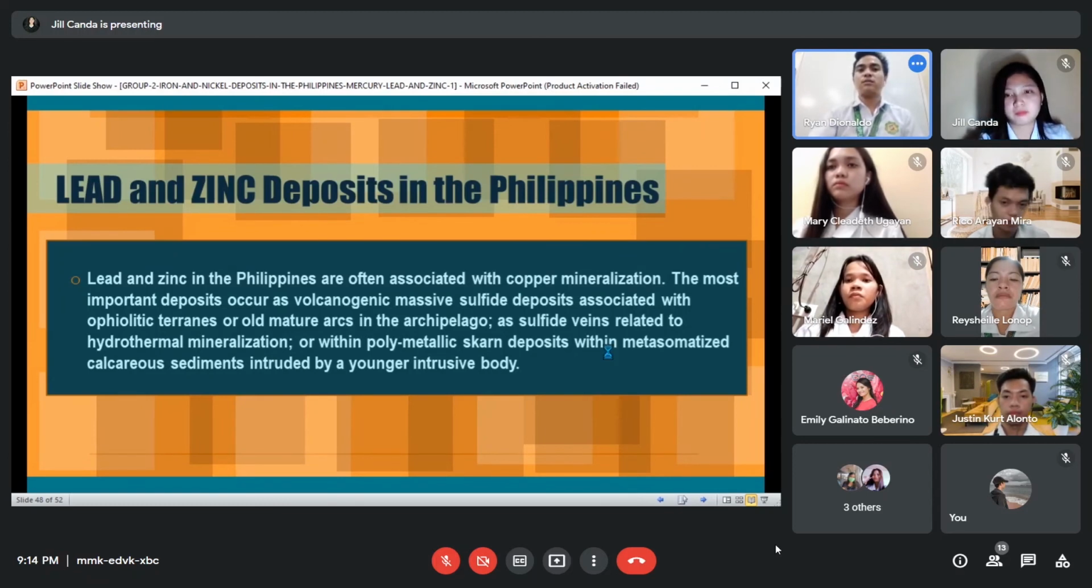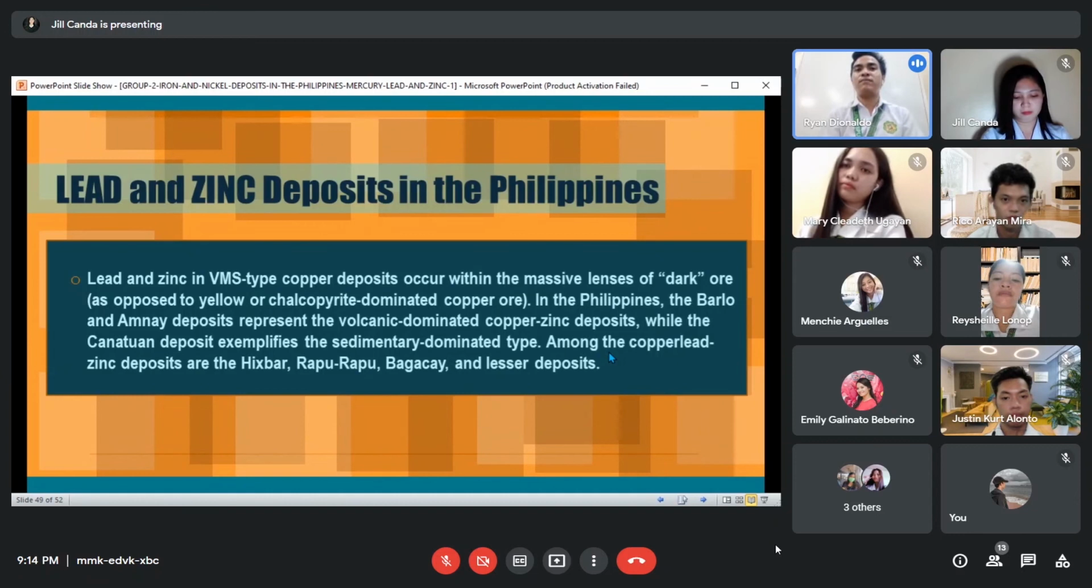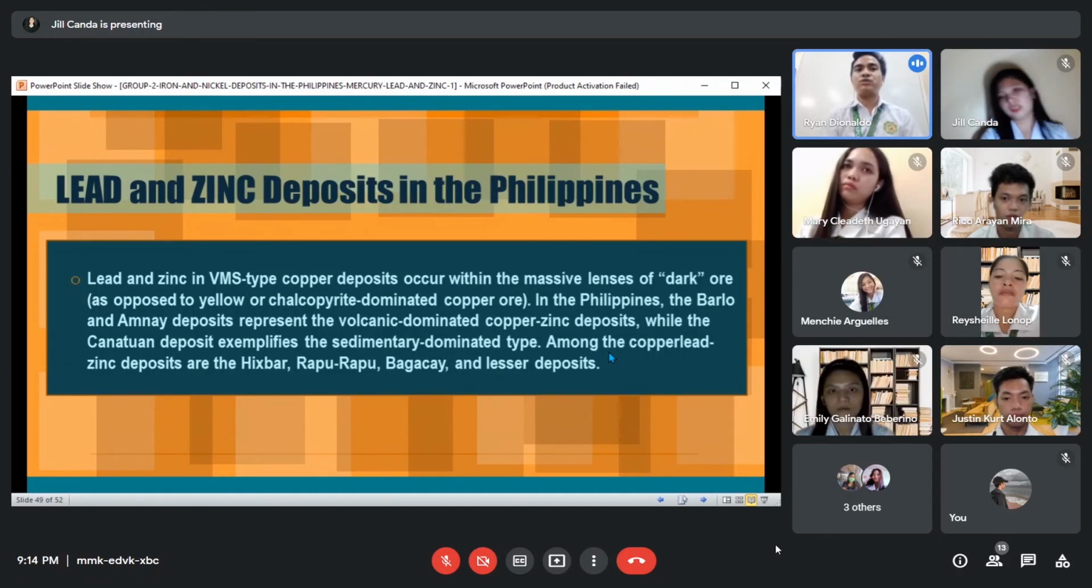Next. Lead and zinc in VMS type copper deposits, or volcanic massive sulfide type copper deposits, occur within the massive lenses of dark ore as opposed to yellow or chalcopyrite dominated copper ore. In the Philippines, the Barlo and Amnay deposits represent the volcanic dominated copper zinc deposits, while the Canatuan deposit exemplifies the sedimentary dominated type. Among the copper lead zinc deposits are the Hexbar, Rapu-Rapu, Bagakay, and lesser deposits.